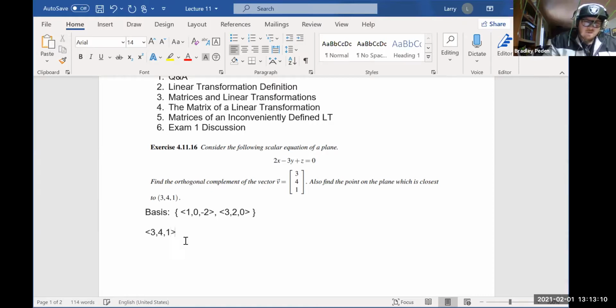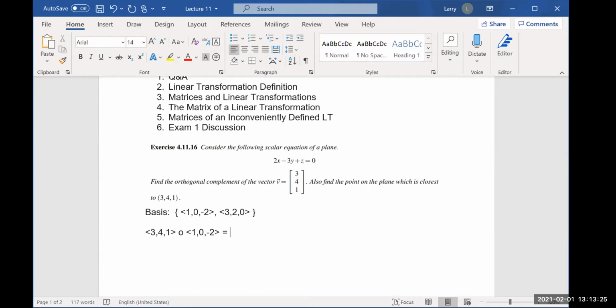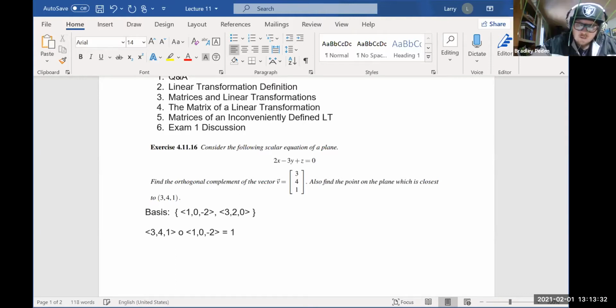3, 4, 1. Dot how about 1, 0, -2? And what do you get? It should be 0, right? No, it's not 0. I got 1. Yeah, it's definitely 1. So what did that do for us? So the idea is that we got a dot product. We do the other one too, just for fun.